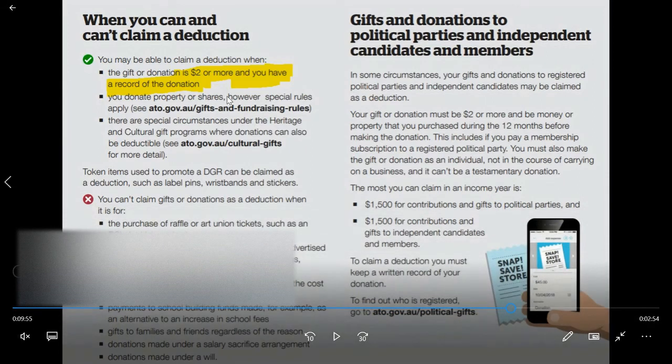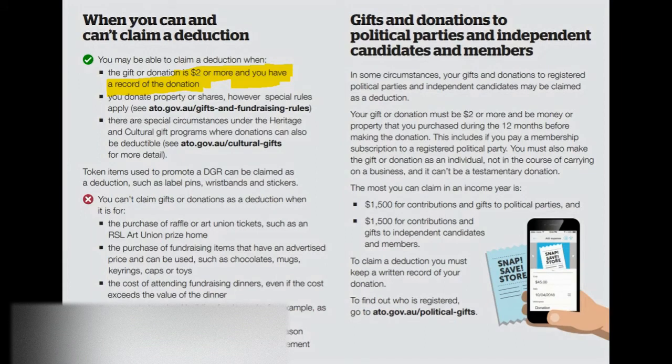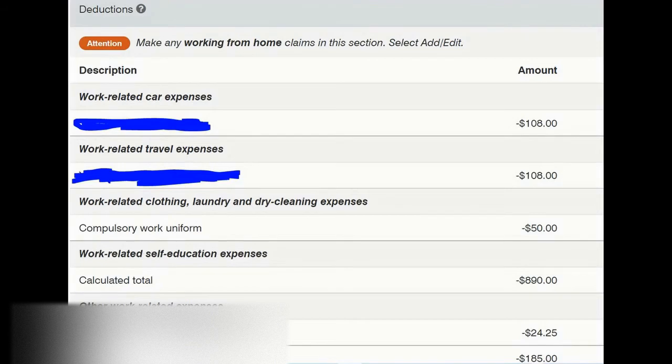I think it used to be something like under $250 you didn't need a receipt for tax deductible donations. You're not legally allowed to claim a deduction for every donation you make. They have to be like a deductible recipient or something like that. But now it looks like there's only $2 or more, because otherwise everyone was just claiming a couple $100 as a donation on their tax return when they didn't actually donate anything. So it was just a free deduction for everyone. So I think they've cracked down on this.